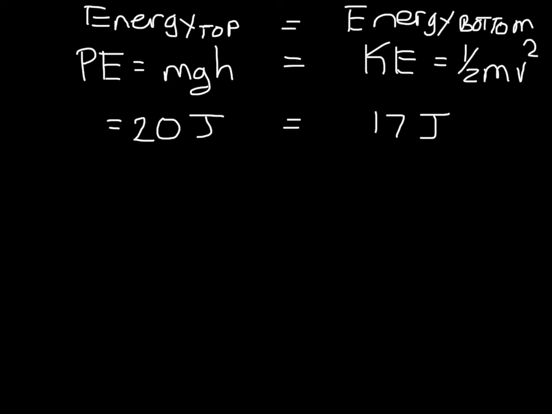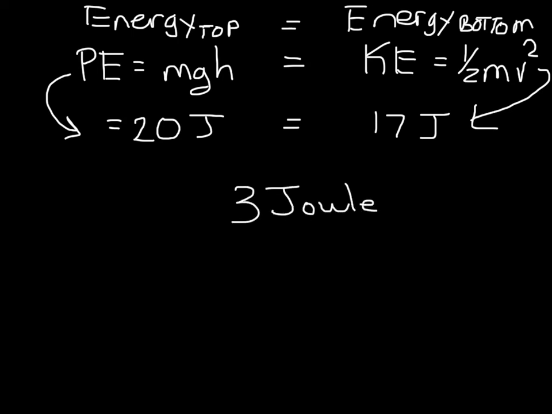Now, according to the law of conservation of energy, the energy at the top of our ramp should equal the energy we get out of the ramp at the bottom. But when we calculated out our potential energy, which is what we had at the top, we had 20 joules of energy. And when we calculated out our kinetic energy, or energy of motion, we only had 17 joules of energy. So somewhere along the line, we lost 3 joules of energy. Where'd it go? It's a good question, right?